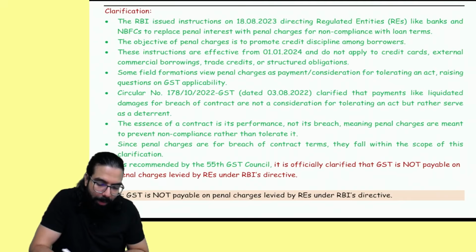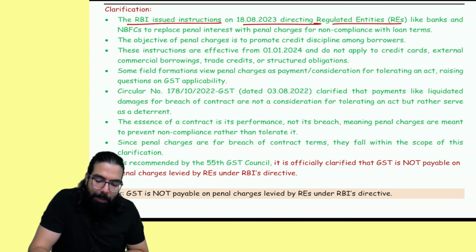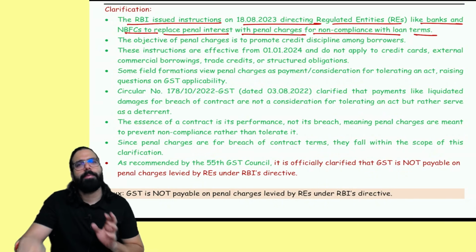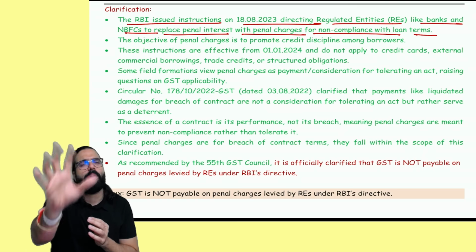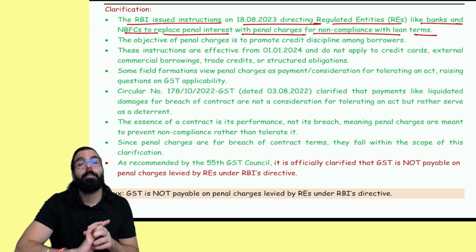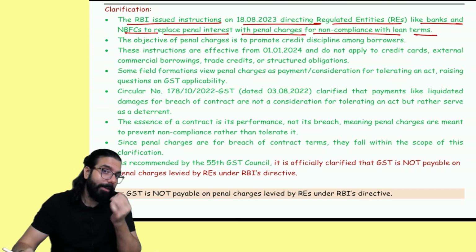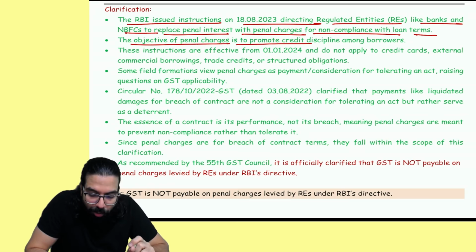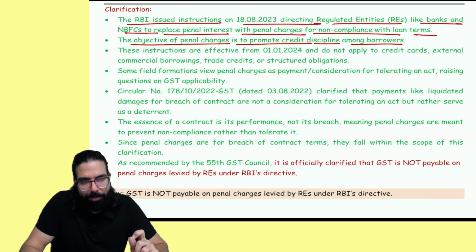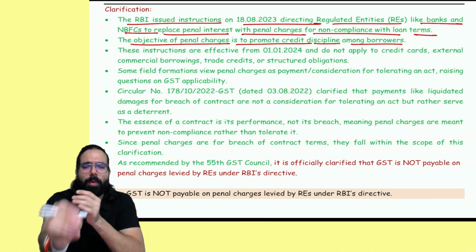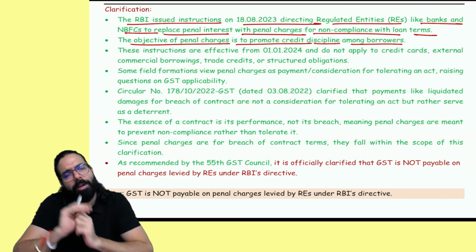The RBI issued instruction directing regulated entities like banks, NBFCs to replace penal interest with penal charges for non-compliance with loan term. If you don't go ahead and make the payment on time, if you're not complying with the loan term, instead of going ahead and charging penal interest, I'll go ahead and charge you what? Penal charges. Now, whether GST will come on these penal charges. The objective of penal charges is to promote credit discipline among borrowers. Why is the government telling? Why is the bank charging you penal charges? So that you can go ahead and make the EMI payment on time and you don't delay.